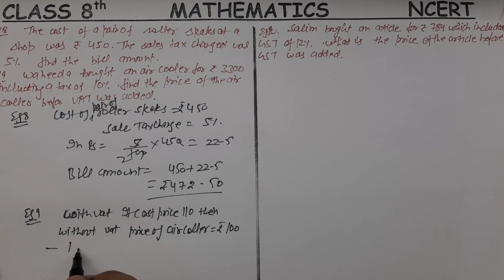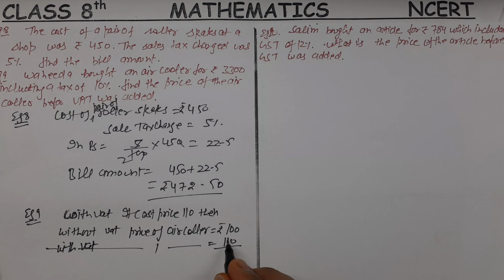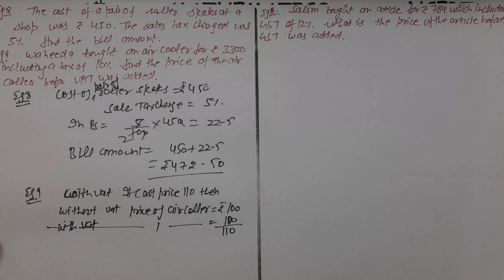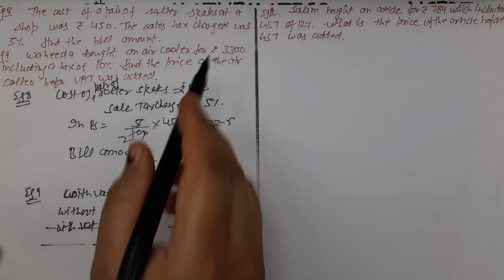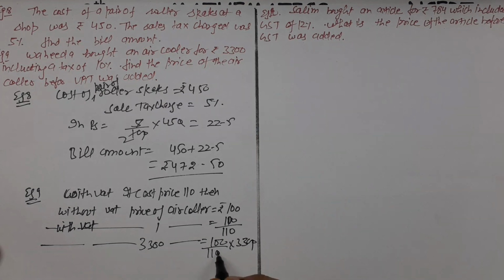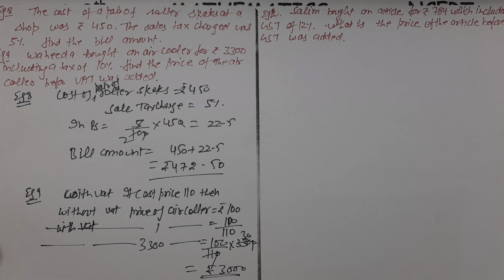With VAT, if price is 1, then without VAT the price is 100 by 110. With VAT, if price is 3300, then without VAT it is rupees 3000 after solving.